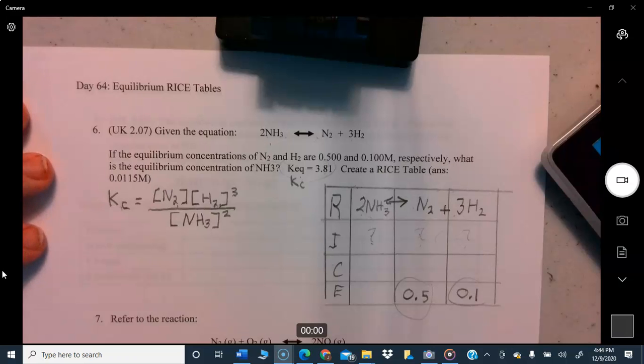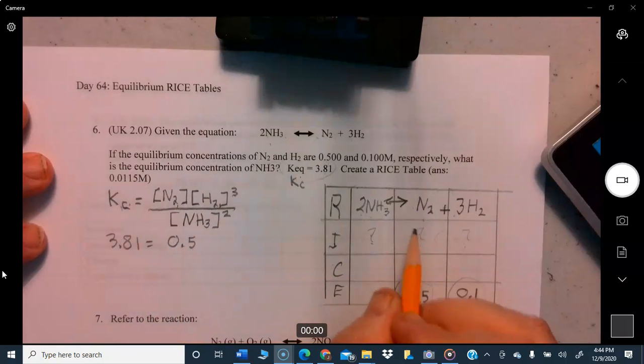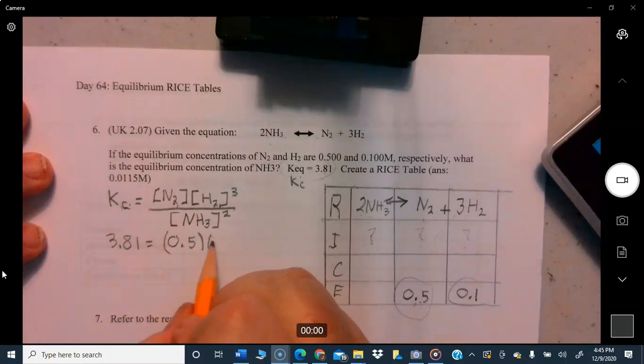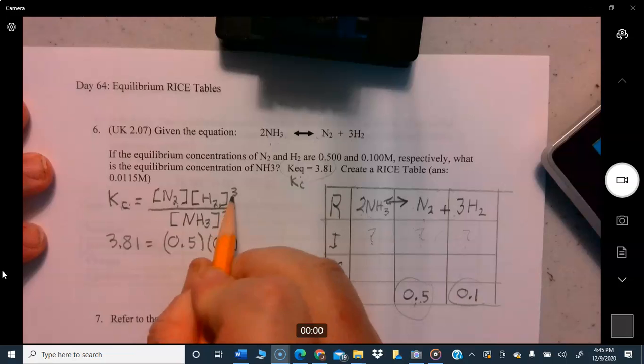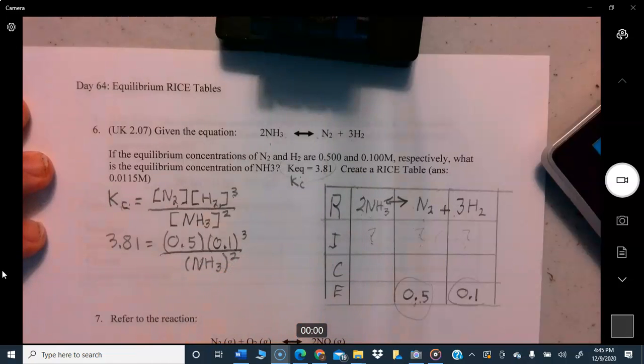All right, so go ahead and fill in the numbers. This is 3.81. N2 is 0.5 at equilibrium. Remember, before you plug it in, it's got to be an equilibrium value, not an initial value. Be sure that's where you are. And we are. Okay, and this is 0.1. And that's raised to the third. Down here, you've got NH3 squared, and we're trying to find NH3.